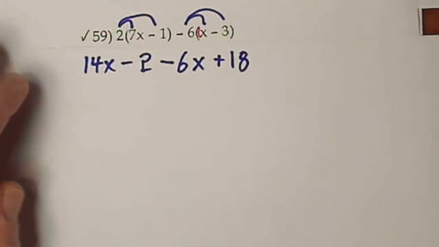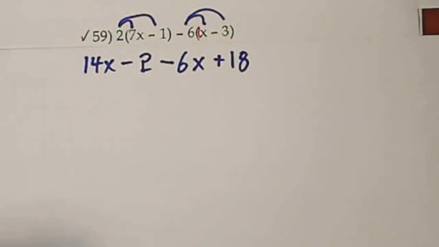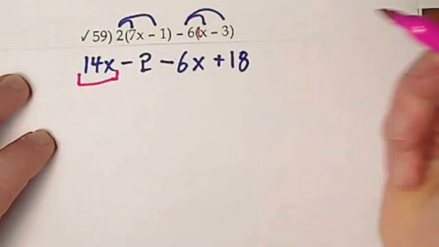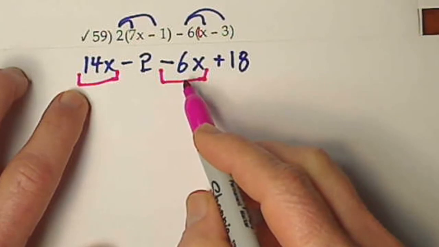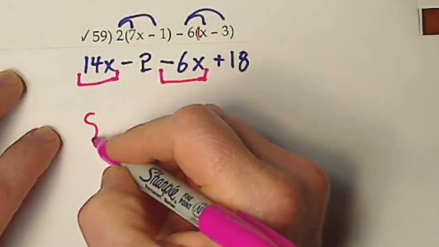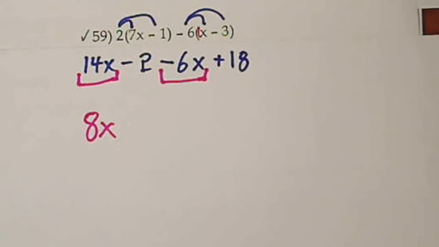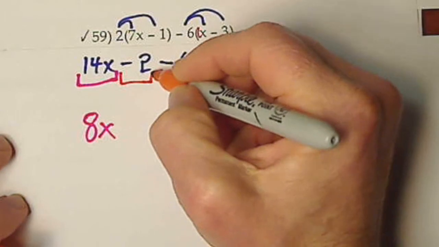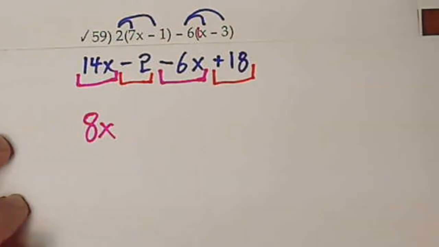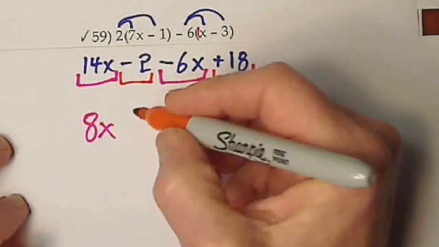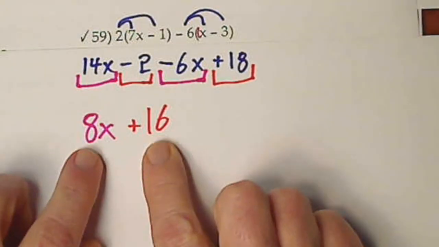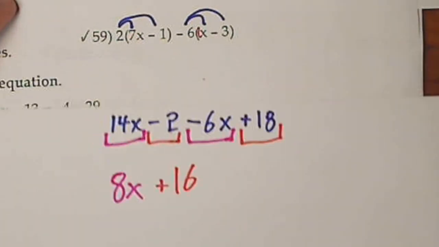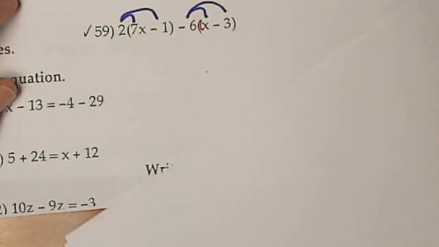And now we will combine like terms. We have a positive 14x. We have a negative 6x. So when we put them together, we're left with 8x. And then the other two like terms are the negative 2 and the positive 18. When we put them together, we get positive 16. So this is our solution, 8x plus 16. And I think that's going to be all for those.